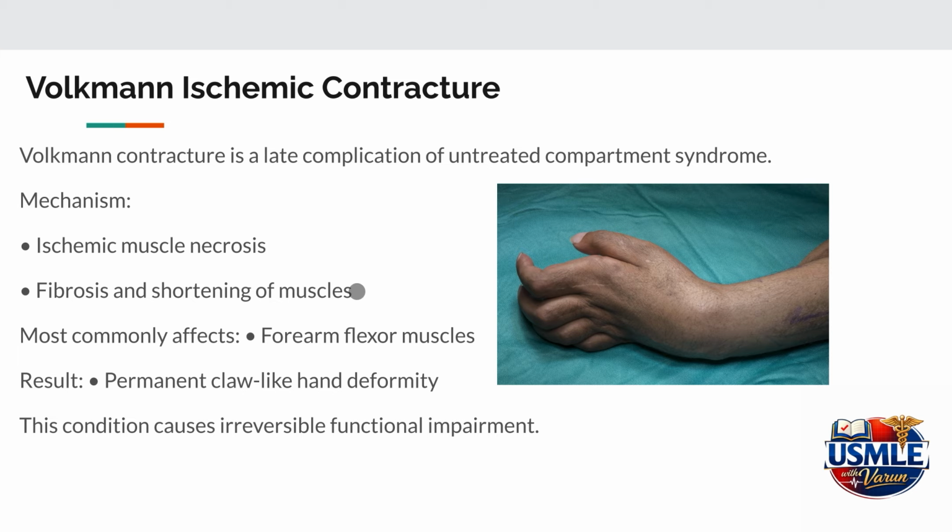If compartment syndrome is not treated promptly, it can lead to a severe complication called Volkmann ischemic contracture. This occurs when prolonged ischemia causes muscle necrosis and fibrosis. The affected muscles, particularly the forearm flexor muscles, become shortened and scarred. As a result, the patient develops a permanent contracture deformity of the hand. The hand may assume a claw-like position, as we see in this image, because the flexor muscles are permanently shortened in Volkmann ischemic contracture.